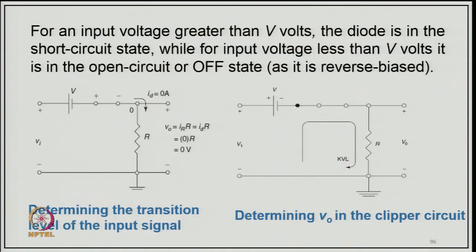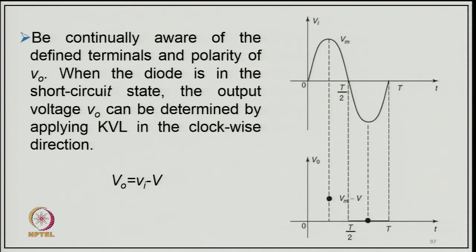So, for an input voltage greater than V volt, the diode is in the short circuit state, while for an input voltage less than V volt, it is an open circuit in the off state. So, this DC voltage will only allow conduction when the AC applied is more than this voltage, and only then will this diode conduct. And of course, in the reverse case also, this will put the V in the Vo of the clipper circuit for the purpose of conduction of the positive half cycle.